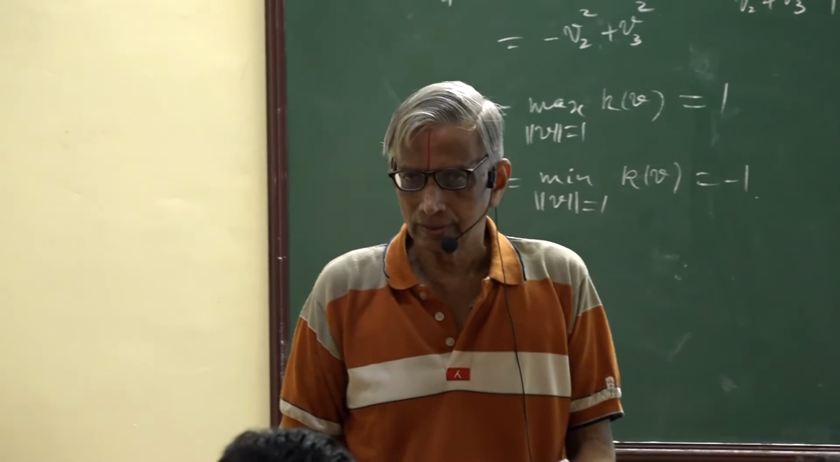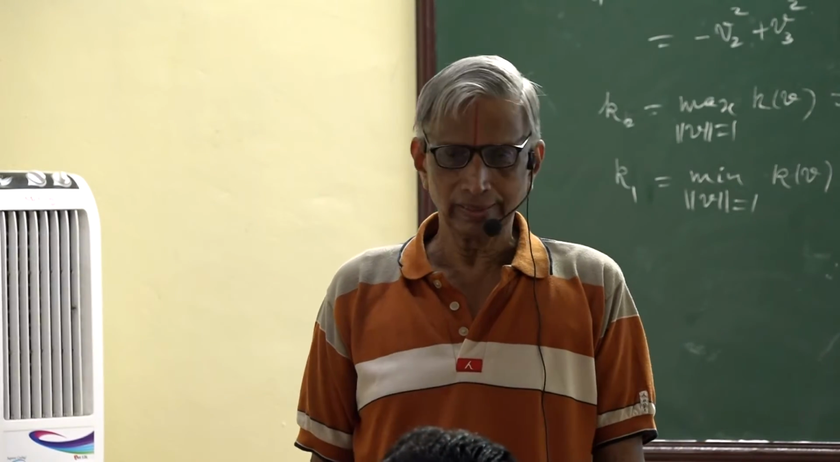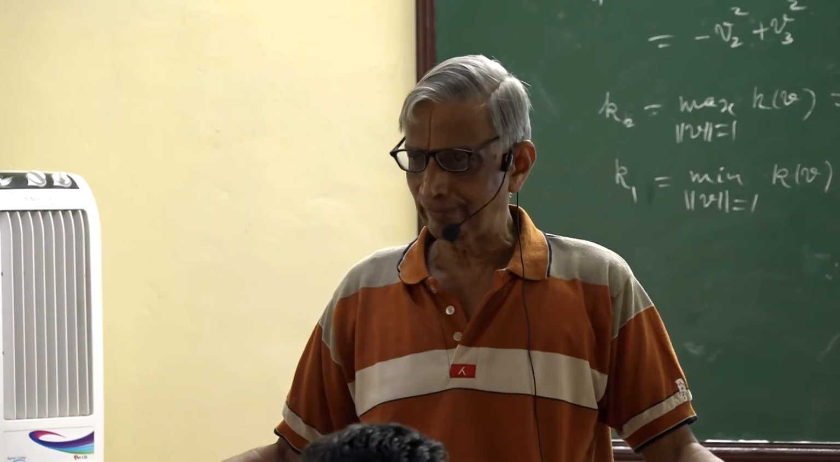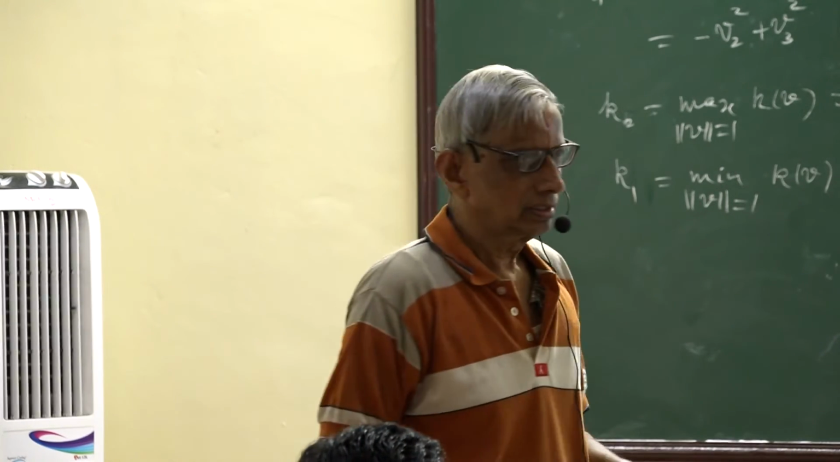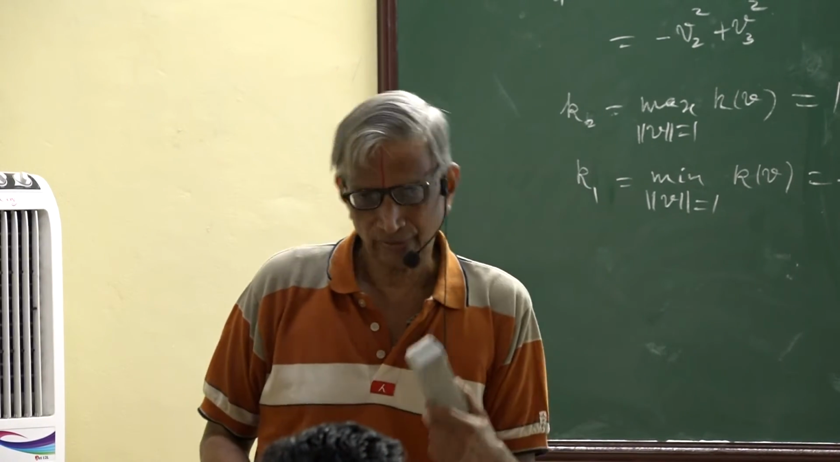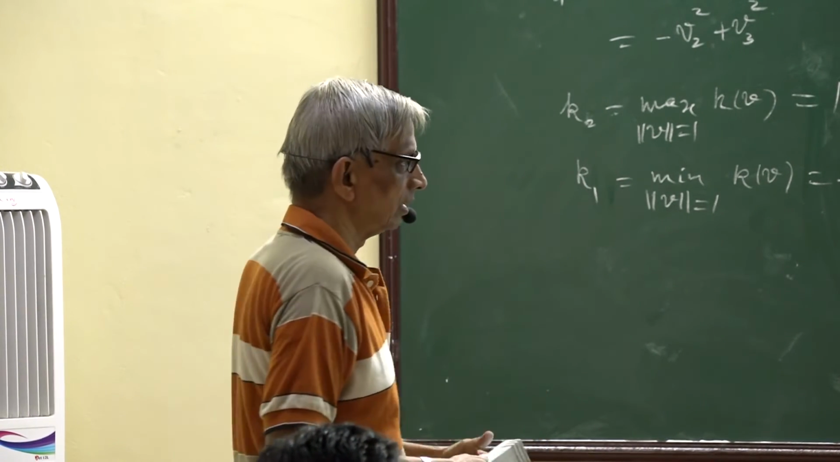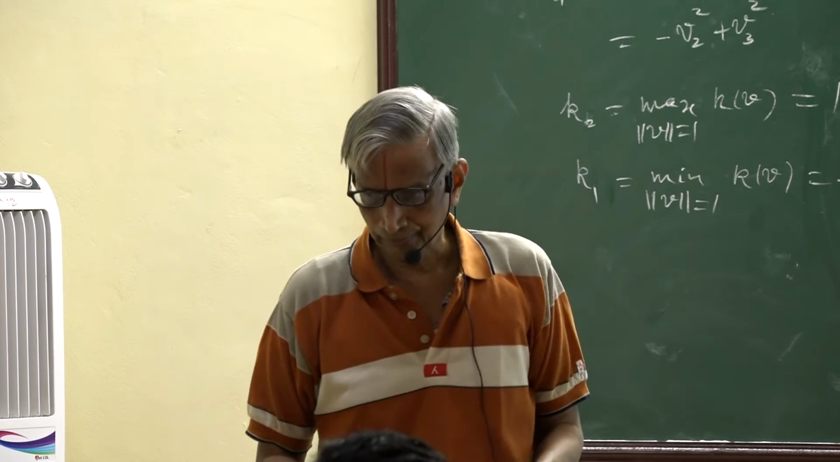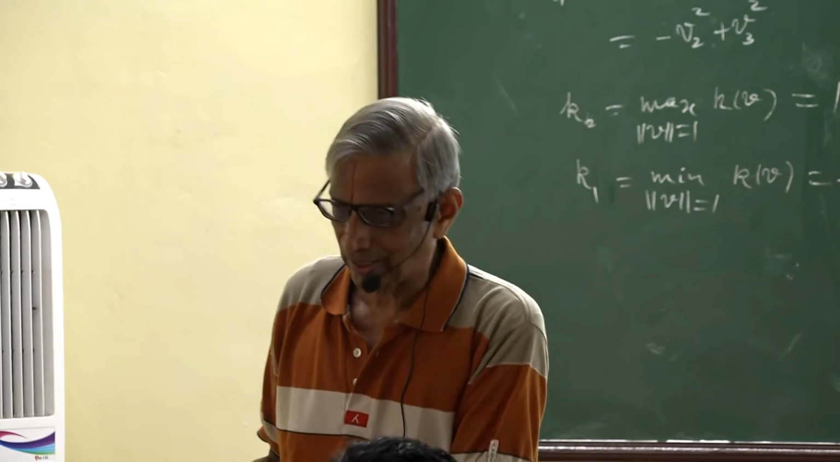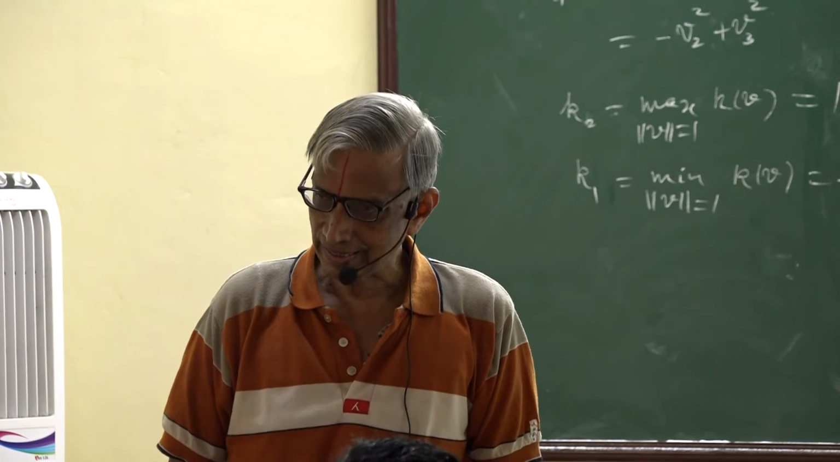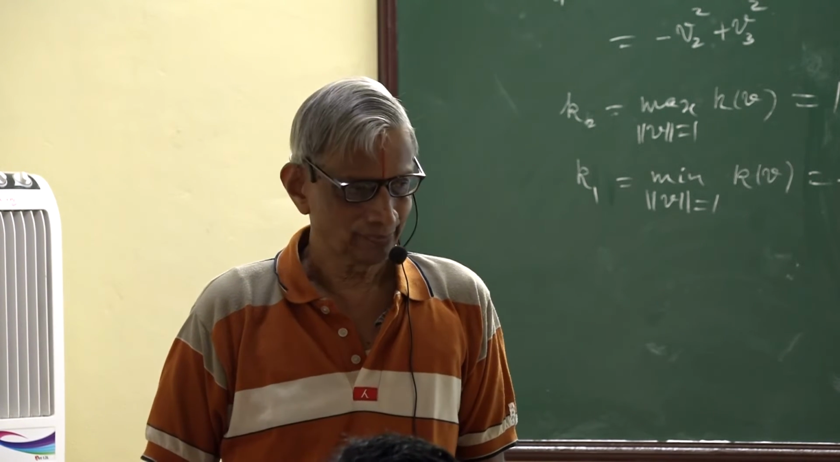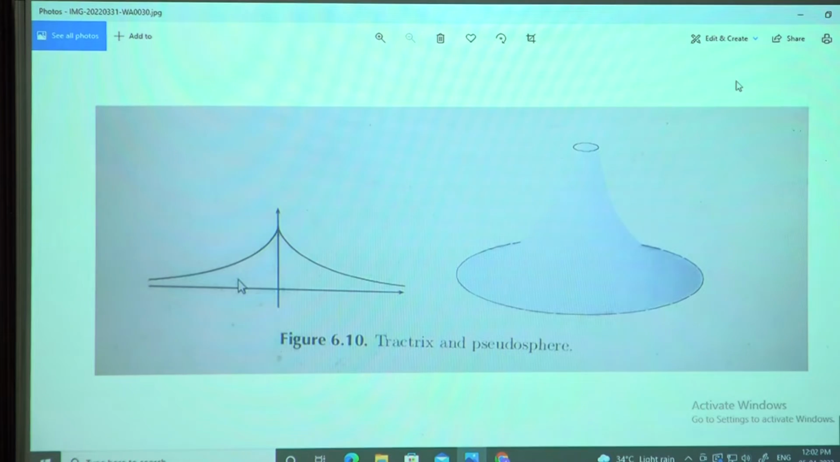But we know some cases where it is constant. In the plane, for example, it's constant 0 everywhere. On the sphere, it is constant 1 over r everywhere. Right? These are surfaces of constant curvature. One is constant 0 and there is a positive constant. Right? There are surfaces of constant negative curvature. So the picture there gives you one example. What is called the pseudosphere.